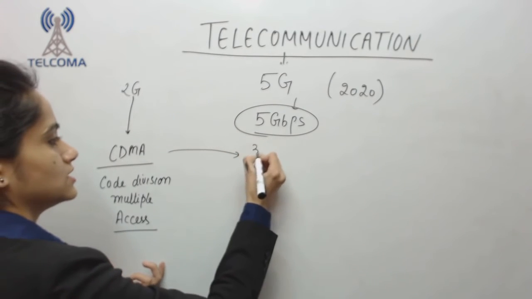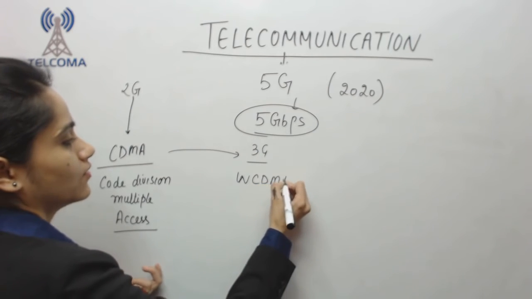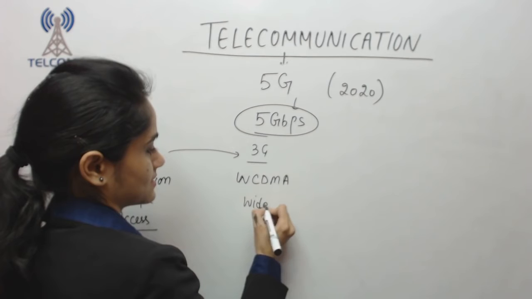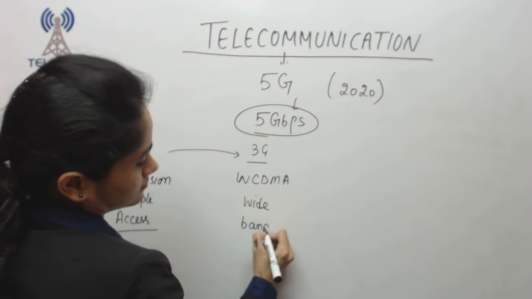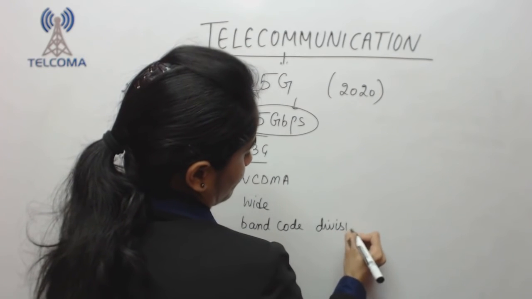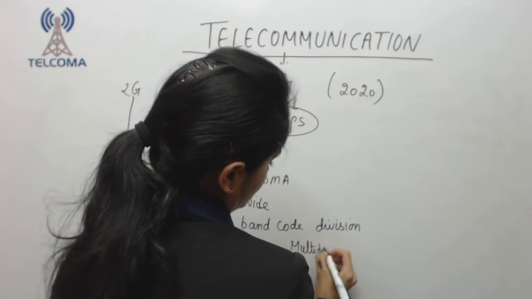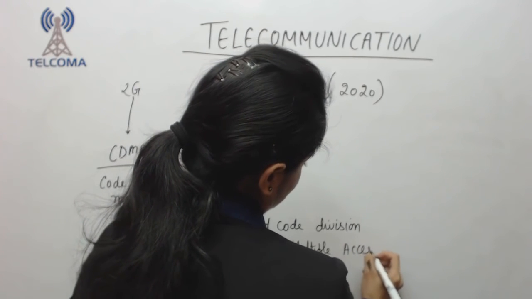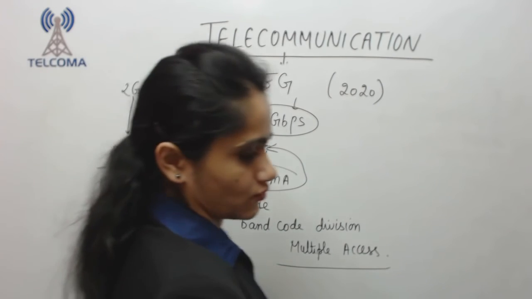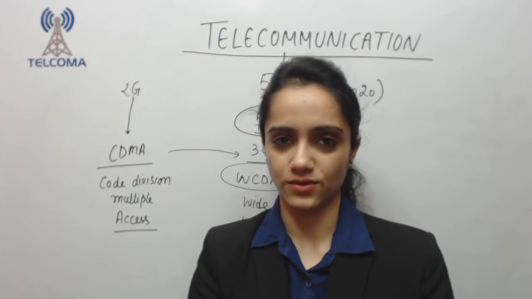After that, for 3G, we have the concept of WCDMA, which we call Wideband Code Division Multiple Access. That means we have used the concept of WCDMA in our 3G networks. So this is about the introduction of the various telecom technologies.